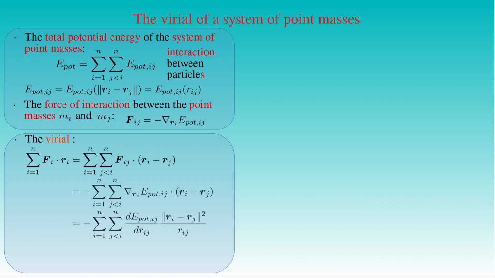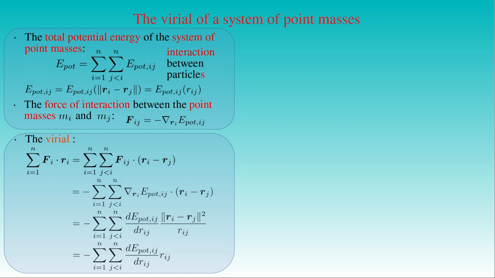Here we obtain the dot product of the difference between Ri and Rj, which gives the square of its magnitude. Because the latter is just the square of the distance R sub ij between the point masses mi and mj, the sum in the virial can be written as minus the sum of the derivative of the potential energy of the interaction between the point masses mi and mj with respect to the distance R sub ij, times the distance R sub ij, from i equals 1 to n and for j less than i.